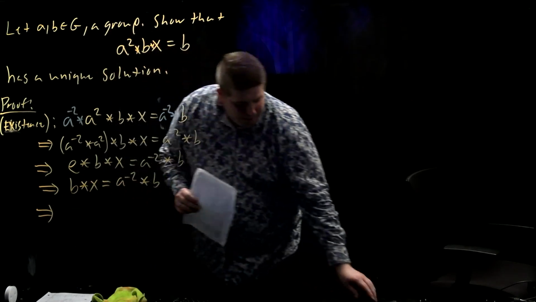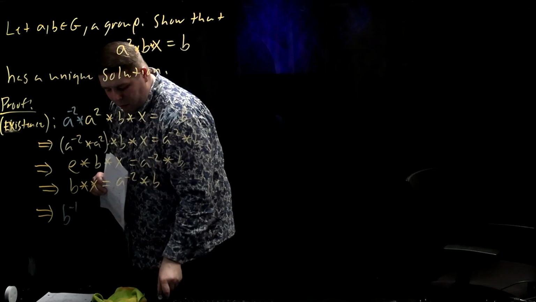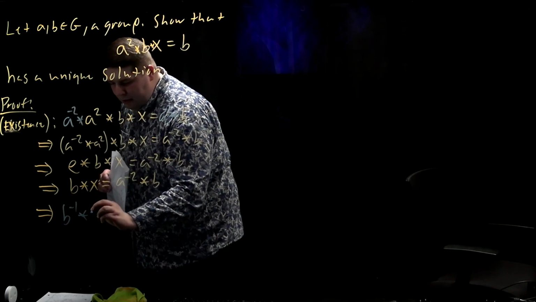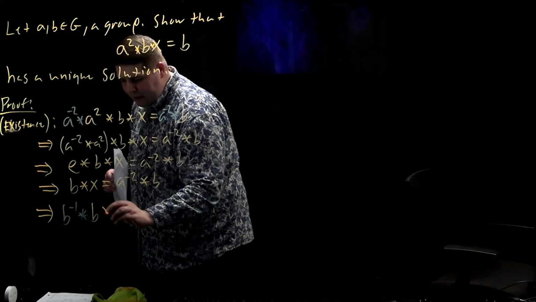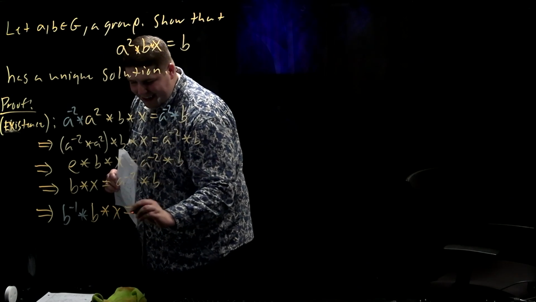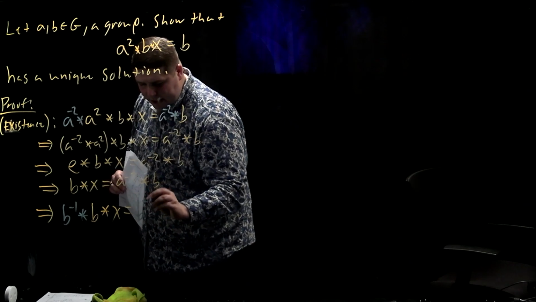So let me get back my blue. This is B to the negative 1 operating on B, which is operating on X. And so then what I do to one side, I have to do to the other. That is B to the negative 1.